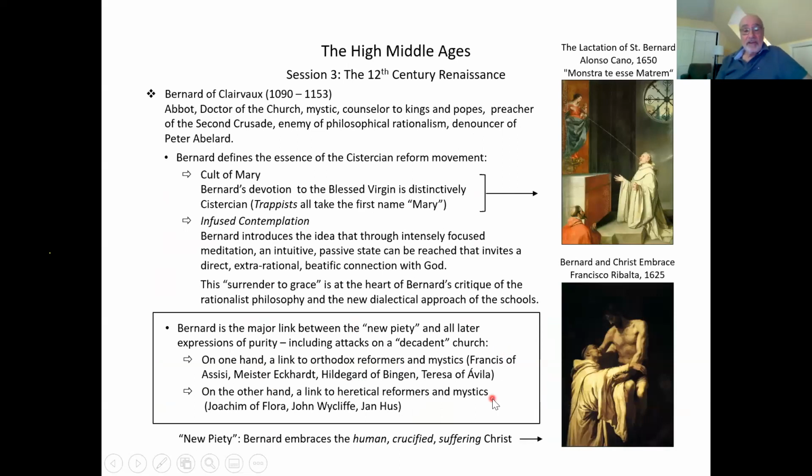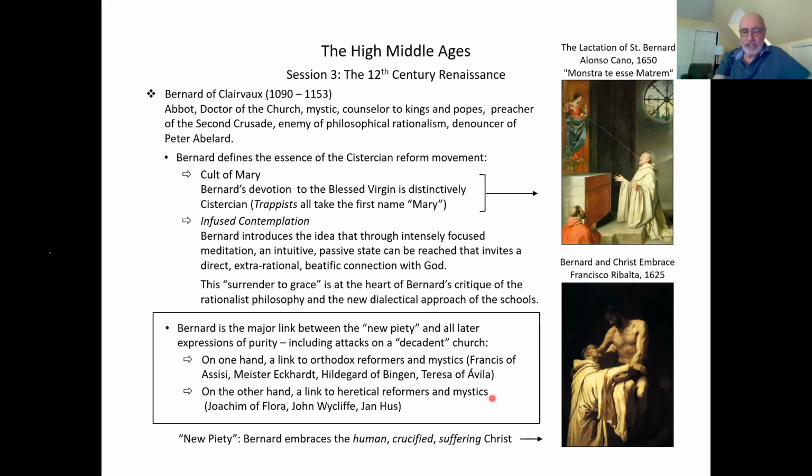Speaking of Bernard, though, we have abbot, doctor of the church, mystic, counselor to kings and popes, preacher of the Second Crusade, enemy of philosophical rationalism, and denouncer of Peter Abellard. He defines the essence of the Cistercian reform movement, and he becomes important for two things. The cult of Mary, Bernard's devotion to the Blessed Virgin, is distinctively Cistercian.